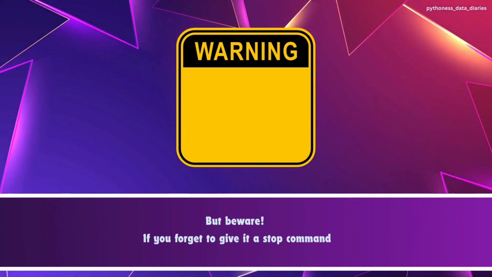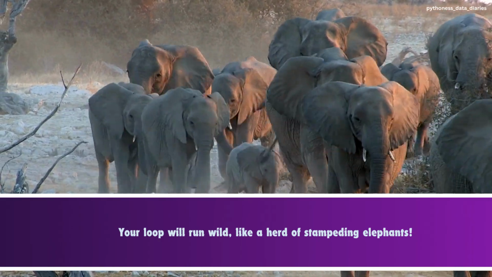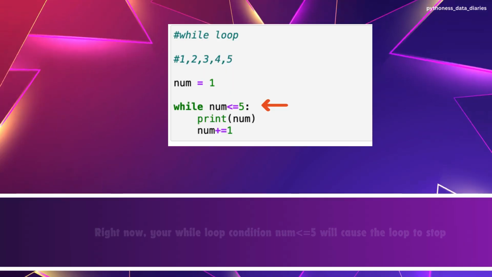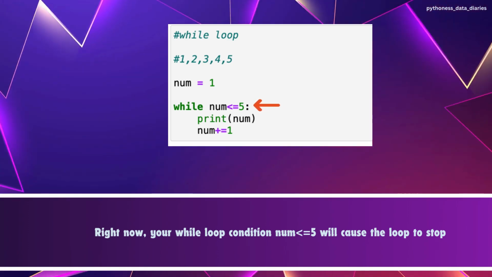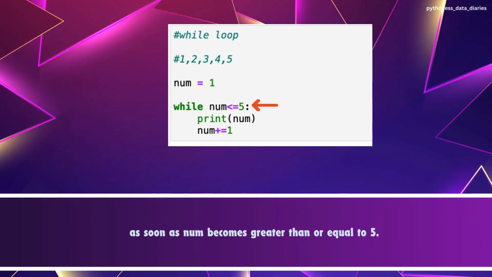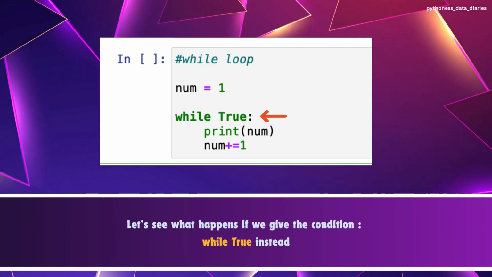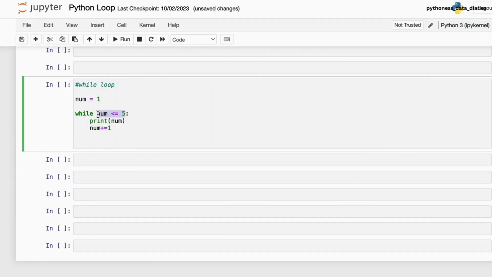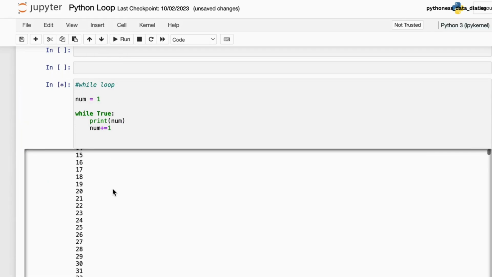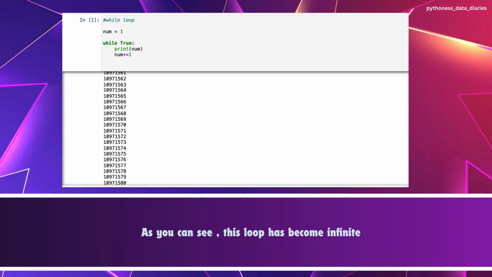But beware, if you forget to give it a stop command, your loop will run wild like a herd of stampeding elephants. Right now, your while loop condition num less than or equal to 5 will cause the loop to stop as soon as num becomes greater than 5. Let's see what happens if we give the condition while true instead. As you can see, this loop has become infinite.